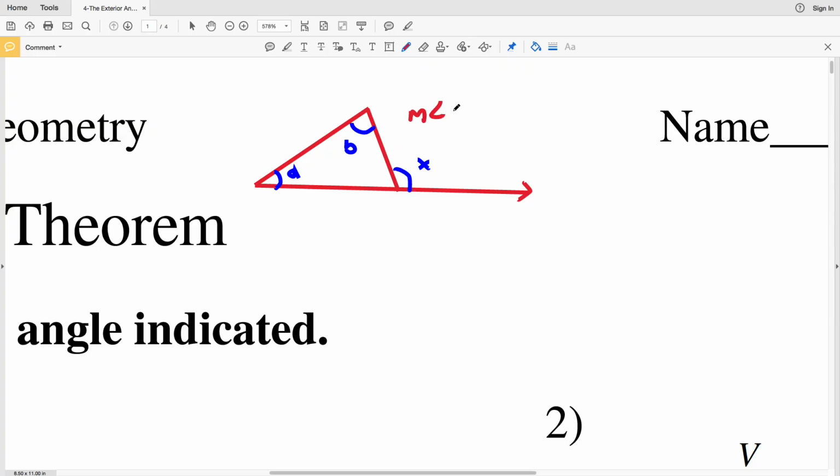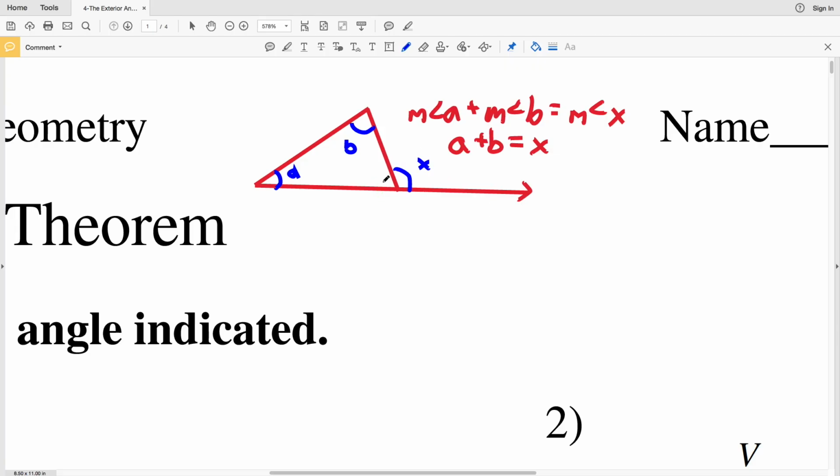So the measure of angle A plus the measure of angle B equals the measure of angle X. Or we could say simply that A plus B equals X. So essentially, the two interior angles of a triangle that are not adjacent to the exterior angle, the sum of those two equal the measure of the exterior angle.